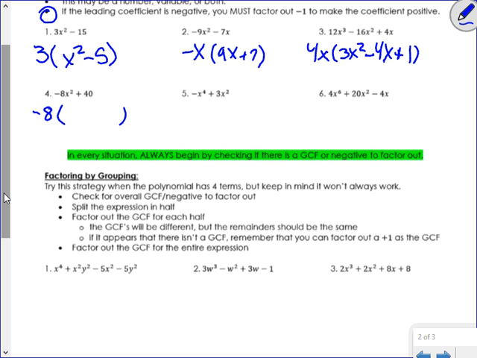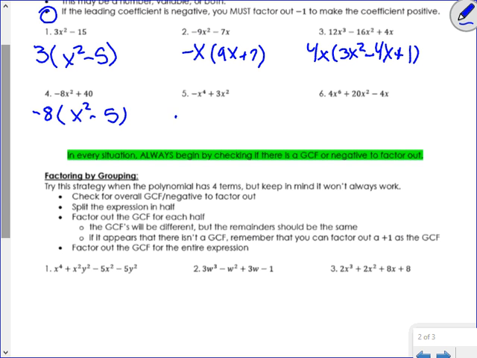So what would be left behind? Minus 5. This is positive, so if you're dividing by negative, it leaves a negative sign. Okay. So basically, when you pull out the negative, it changes all the signs. Okay. Questions about that one? Okay. Next.